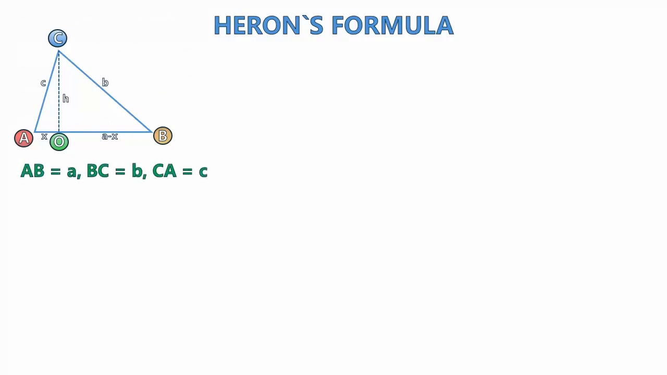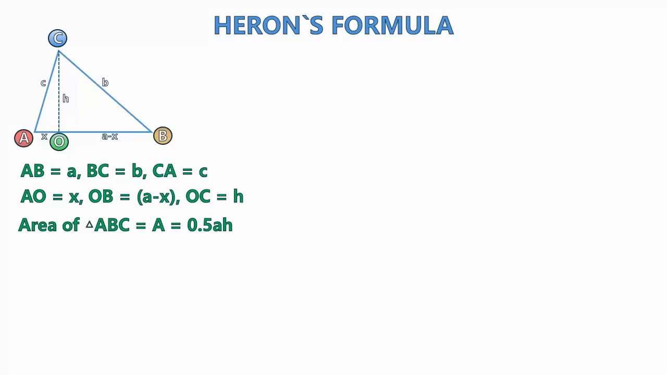So this is the information which we have available right now, and as we know, area of triangle ABC is half base into height. The base is AB whose length is a. So we have 0.5 into a into height. Okay, but we don't know h. So how do we calculate the area?